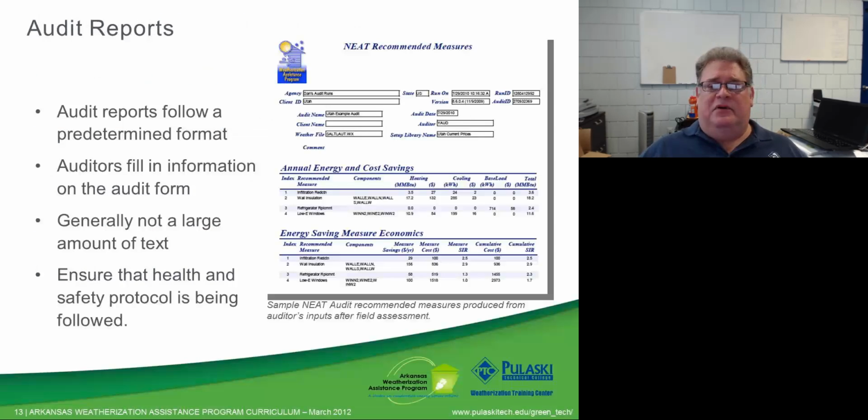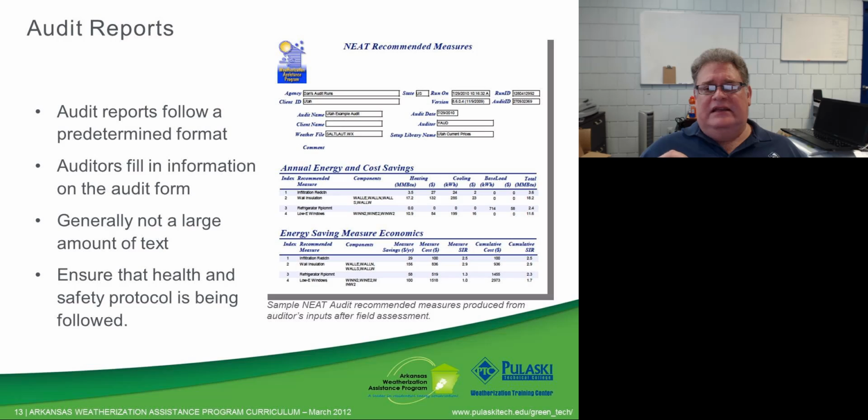And here's an example of an audit report. Now this is one out of NEAT, which a lot of agencies use, but it pretty much follows a predetermined format. Auditors are going into the software and filling in information, and then the software is outputting it in a fairly concise manner. It's only giving the information needed. It's not giving a lot of extra information, so it's not real wordy, not a lot of text.